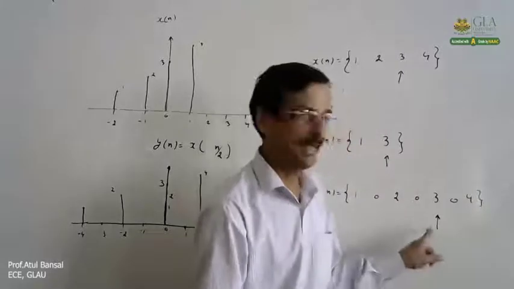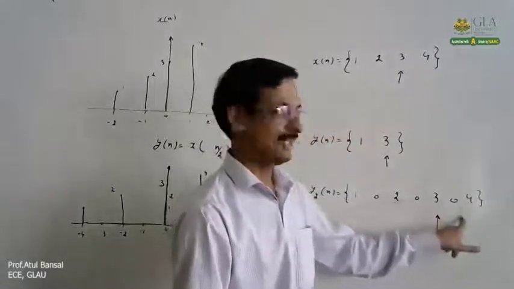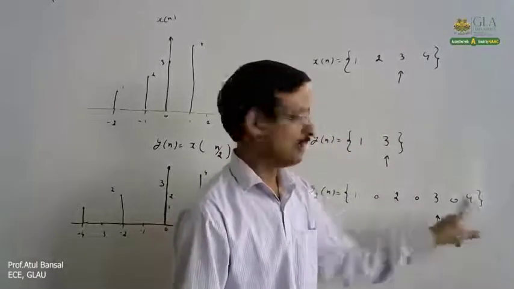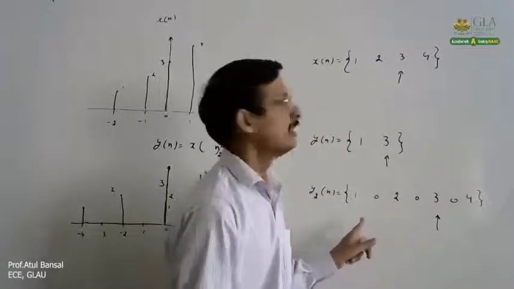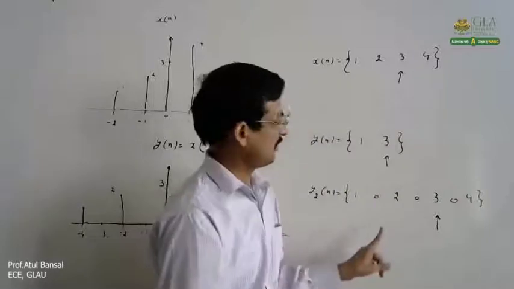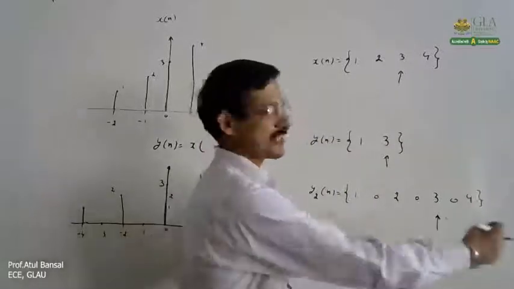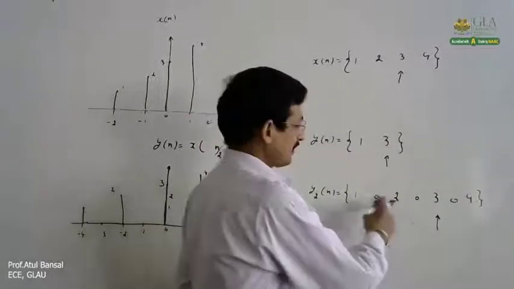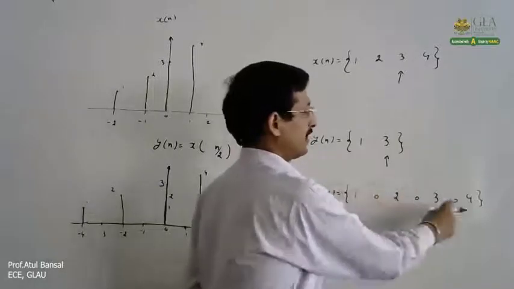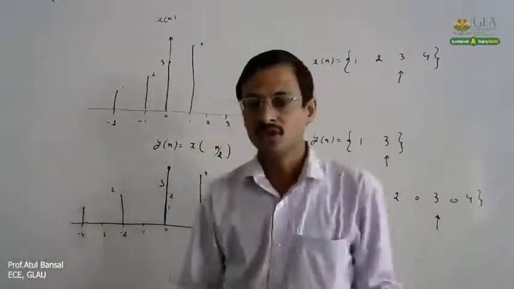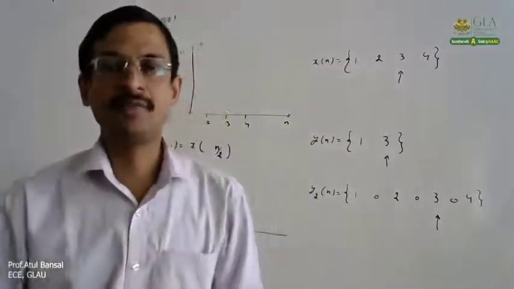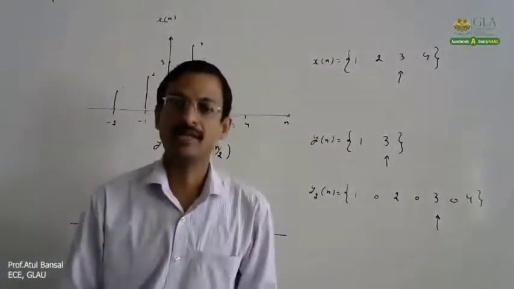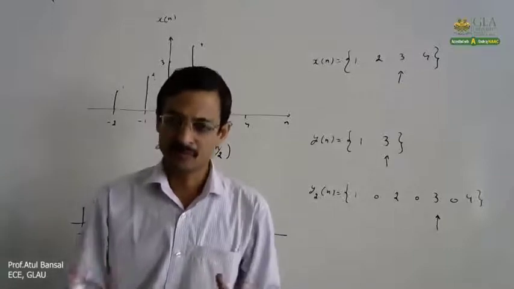So this indicates at n equal to 0, value is 3. At 1 it is 0. At 2 it is 4. At minus 1, 0; minus 2, 2; minus 3, 0; minus 4, 1. So if you see the original signal and this signal, the signal gets expanded and some new values get inserted into it, that are the 0s. So this is how the transformation on the independent variable, that is time, can be applied on any discrete time signal. So we will stop over here.